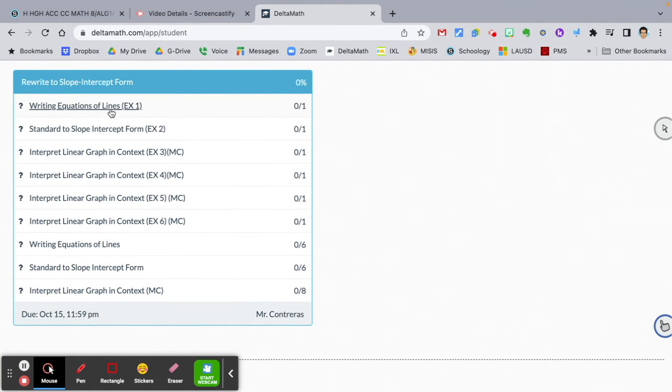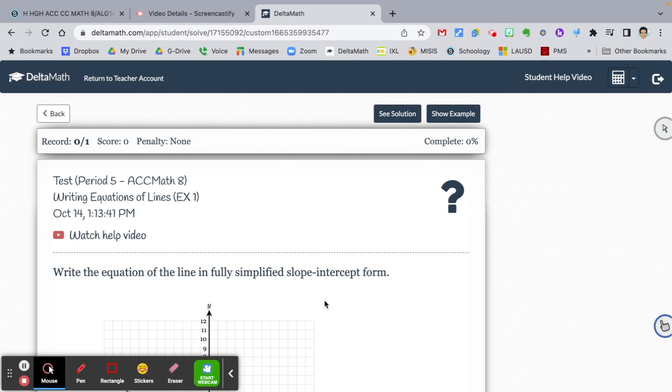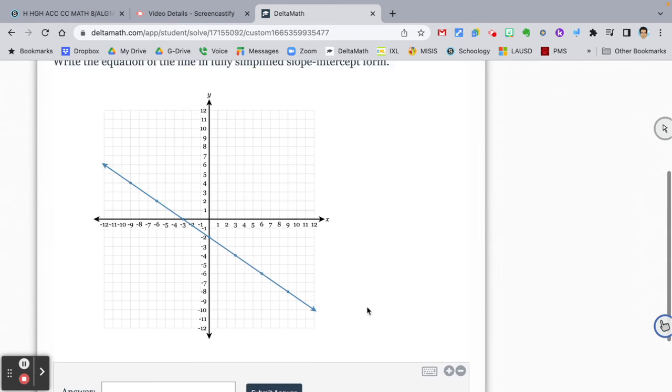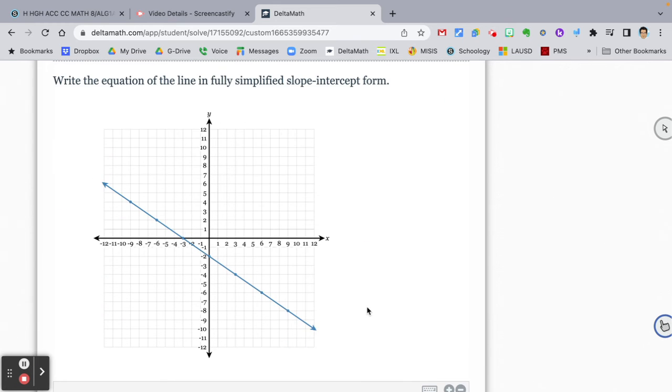Okay, so we're going to begin. Everyone go to writing equations of lines. And we've done this before. This is where they give you a line, and we have to determine the equation of this line. And we have to write it in slope-intercept form.